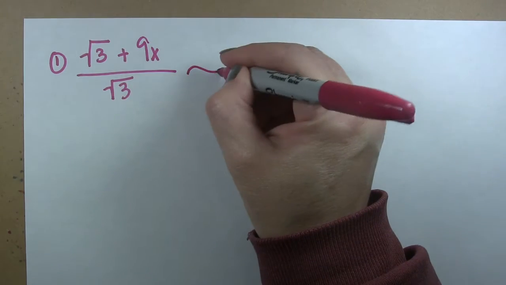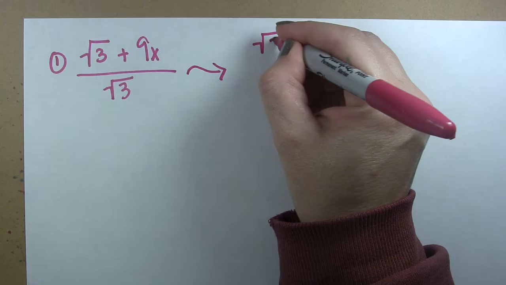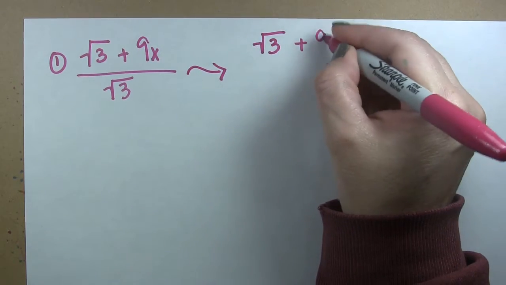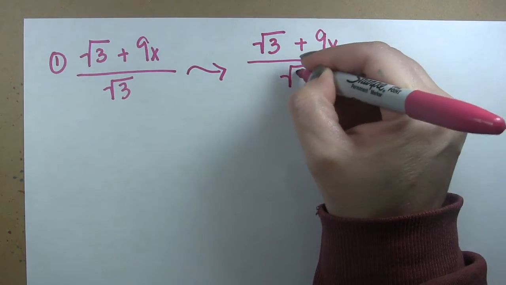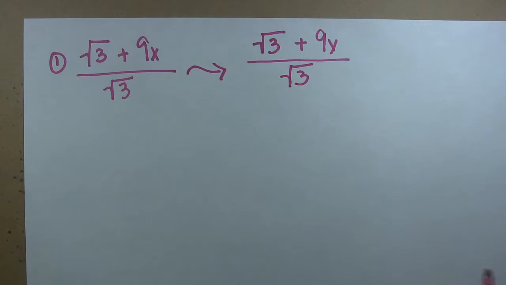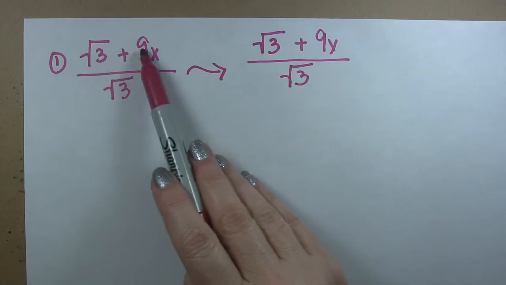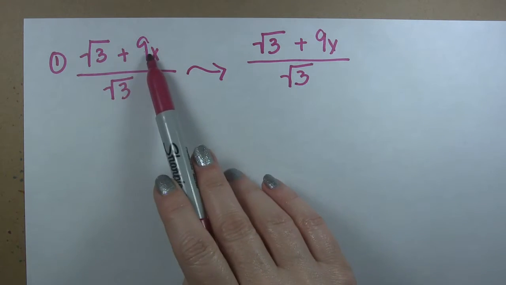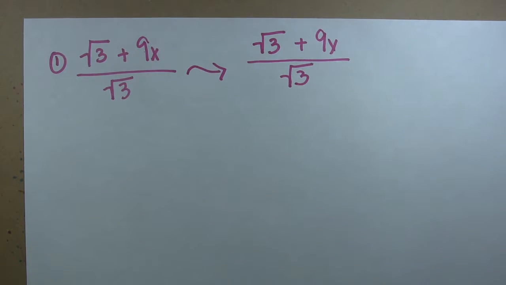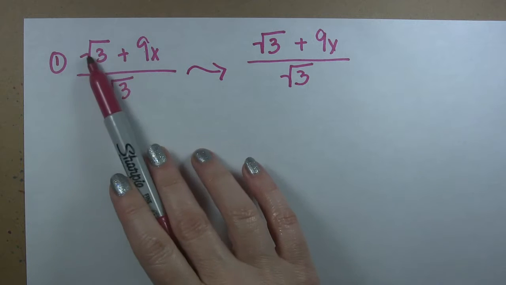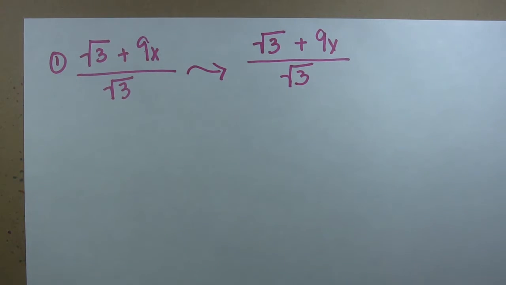The answer is nothing. It's going to stay the square root of 3 plus 9x over the square root of 3. The reason it's going to stay that way is you cannot cancel these out because these terms are not being multiplied together. They're being added together. And when you're adding together these separate terms, you mess up the whole possibility of canceling things out.